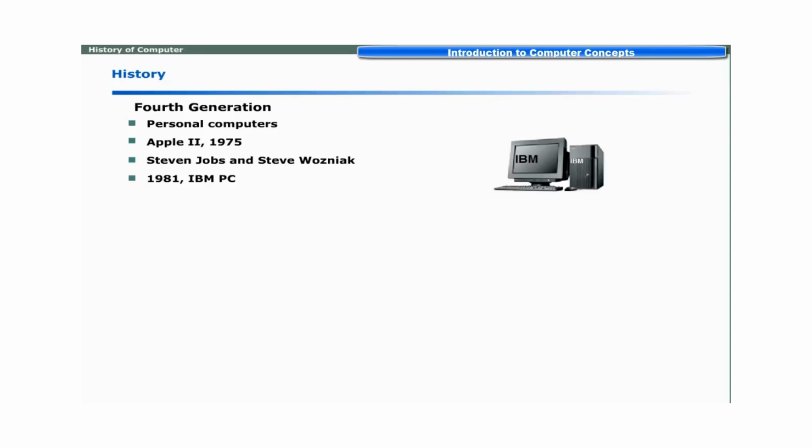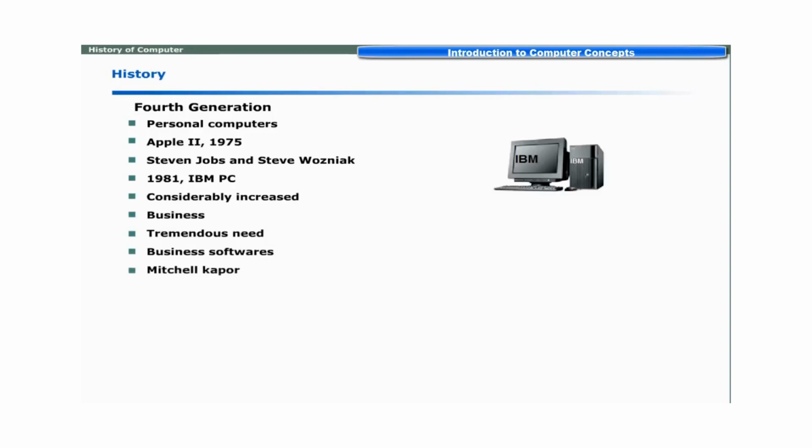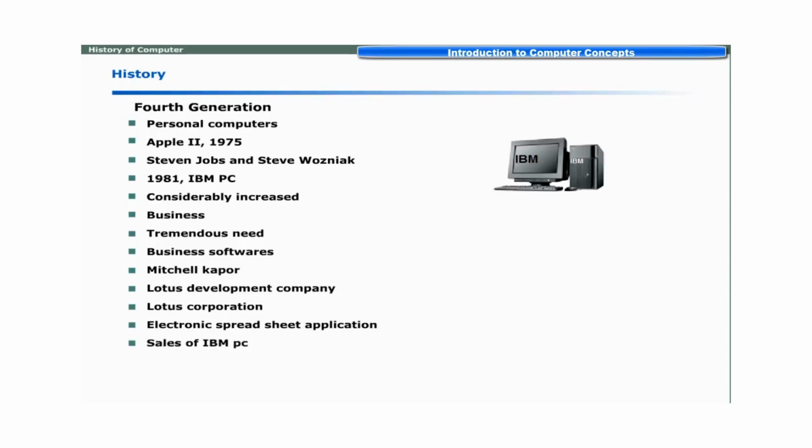The use of personal computers had considerably increased in business. There was a tremendous need for business software. Mitch Kapor established Lotus Development Company. Lotus Corporation introduced an electronic spreadsheet application, Lotus 1-2-3, that boosted the sales of the IBM PC.